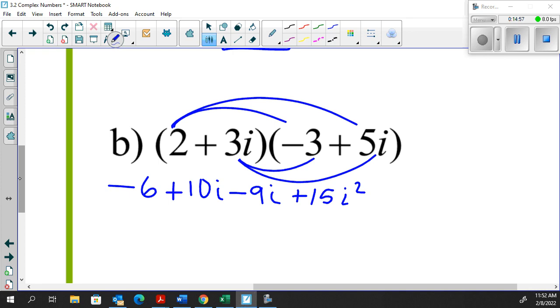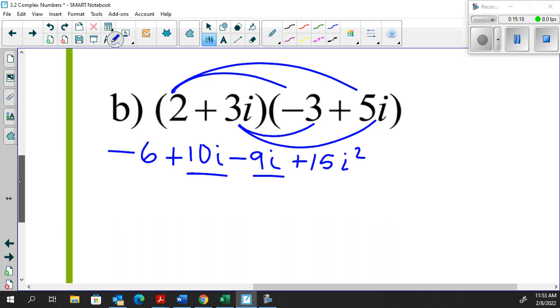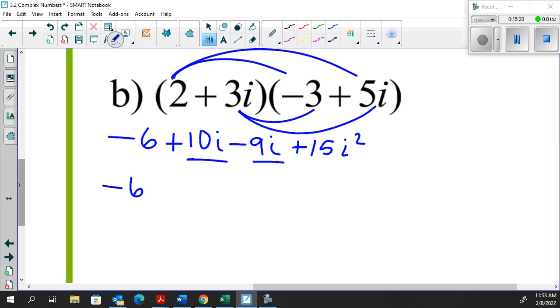Because it's just like a variable. x times x is x squared. i times i is i squared. You get what I mean? You're just pretending like i is a variable and doing everything the exact same way you would. All right, so now we can combine some like terms here, right? I can combine these two things. I'm treating them just like variables. I have 10i minus 9i, that's 1i. So now I have negative 6 plus i plus 15i squared.